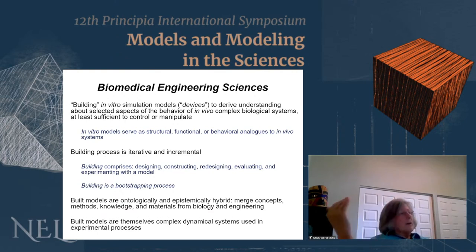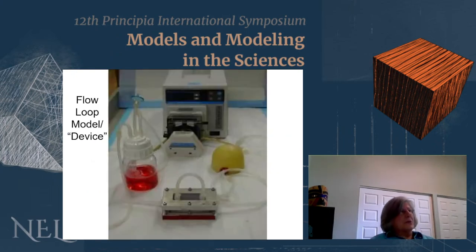These built models are themselves complex dynamical systems used in experimental processes. And as I said, the majority of the research is figuring out how to understand the model and whether or not the model actually does instantiate the relevant features for the goal. And if it doesn't, in what ways does it not? In what ways does it? And does it matter that it doesn't in certain ways? An example is this, the flow loop device. I'm going to be talking about this a little bit later.